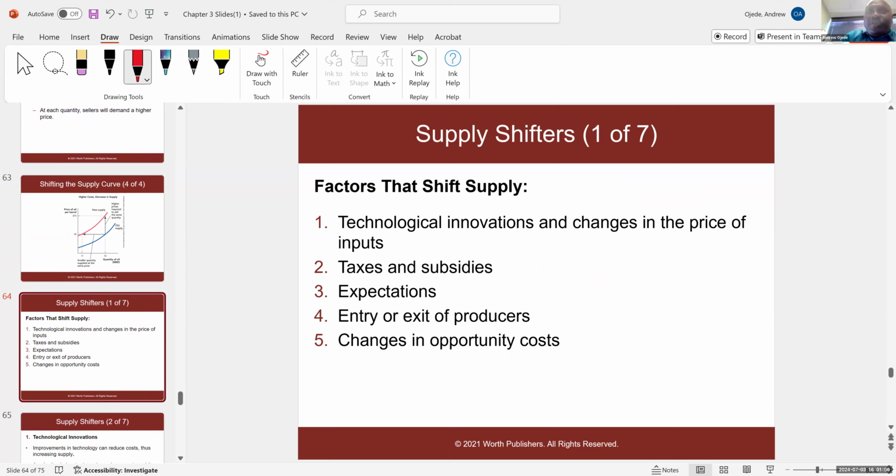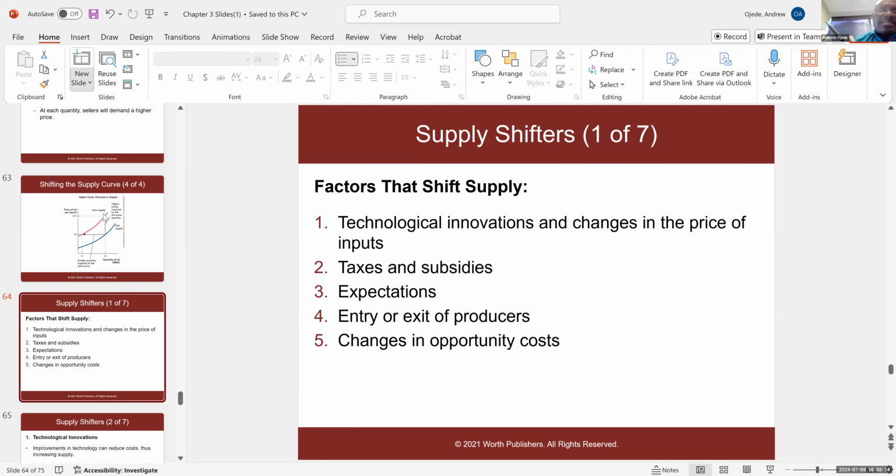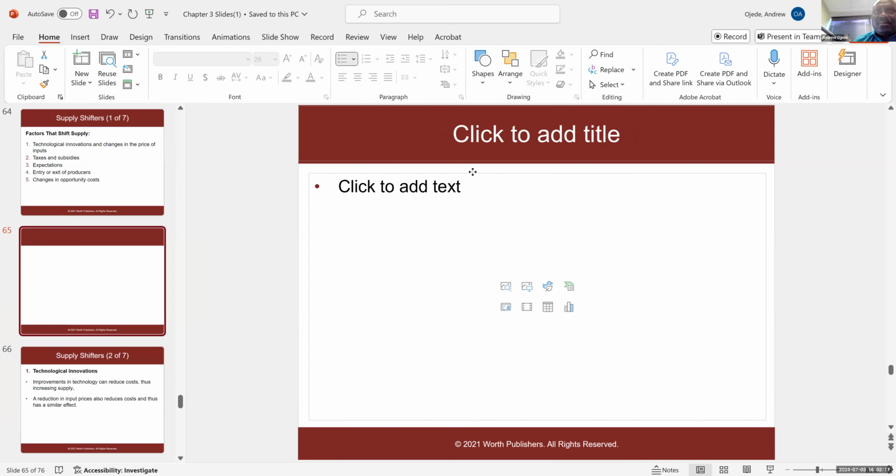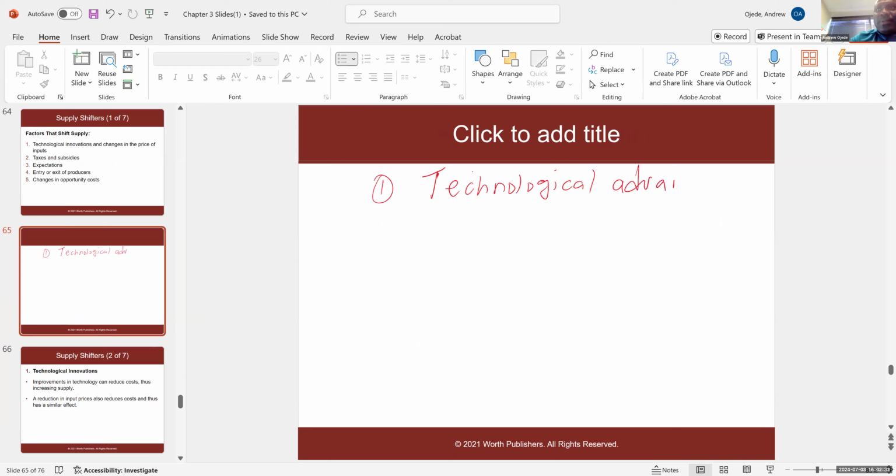So here are the factors that shift the supply curve left or right. One of them is a no-brainer: technological innovations and changes in input price. Maybe we can discuss one at a time. I cannot lump both of them at once, so let's start with one, technological advancement. An increase in technology, what we're calling technological advancement.